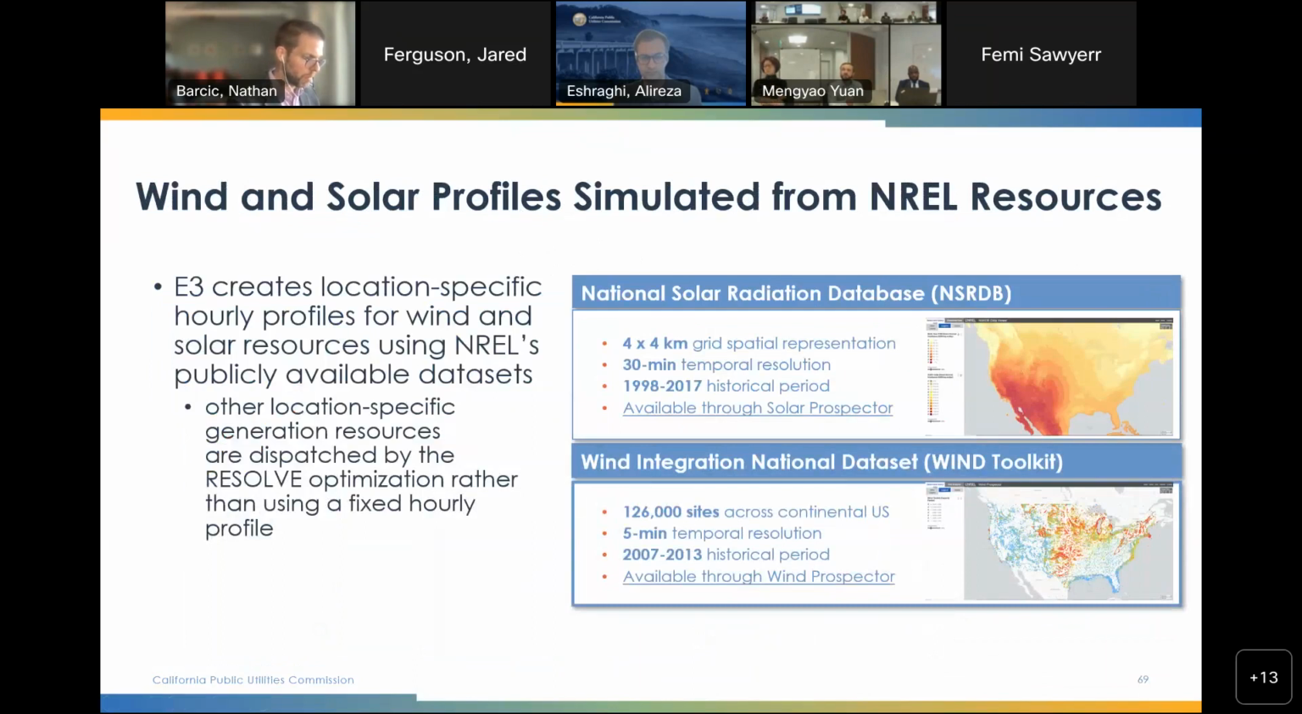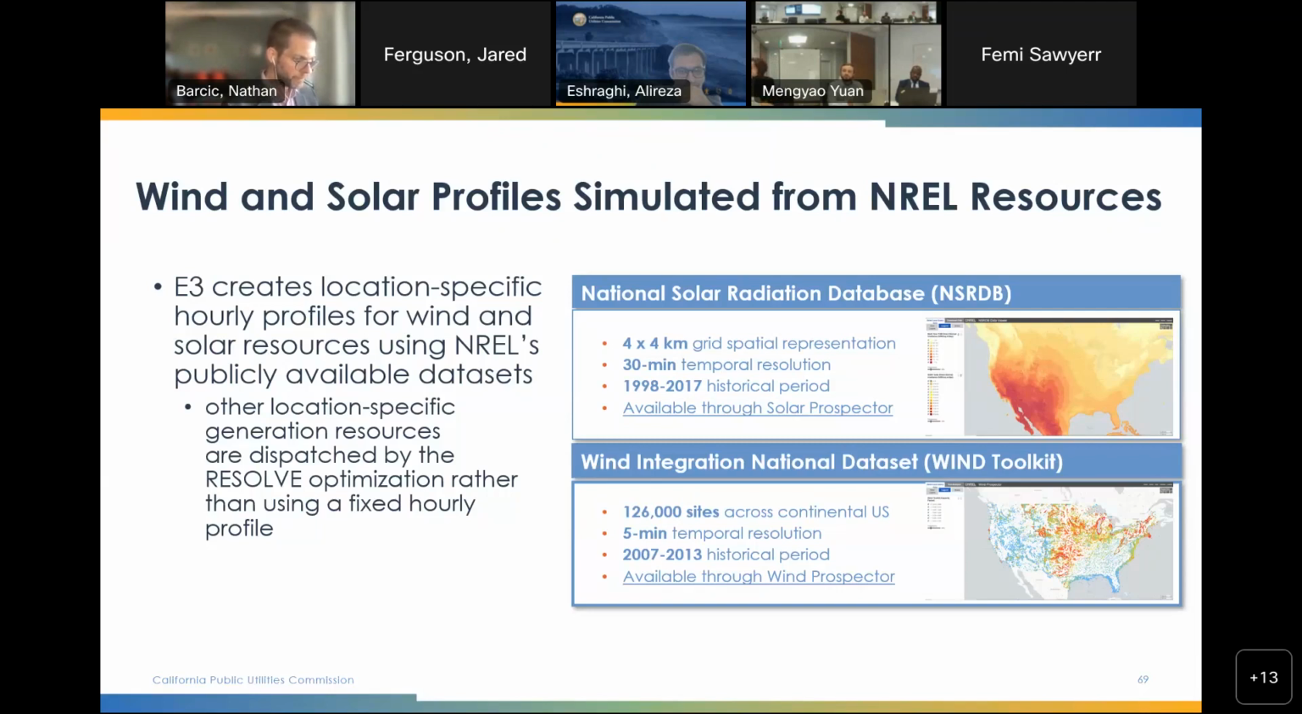In this slide, I'm going to speak a little more about the NREL resources that we are sampling from. We create those location-specific profiles for both wind and solar using these two NREL datasets. The National Solar Radiation Database, NSRDB, has 4x4 kilometer spatial representation and 30-minute temporal resolution for a large period of time historically. This allows us to pick various points of our choosing and get the hourly generation profile for this historical period.